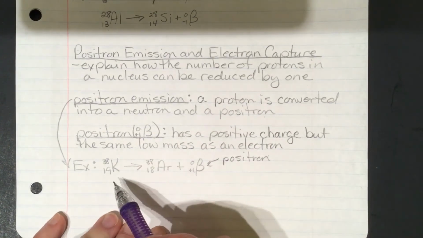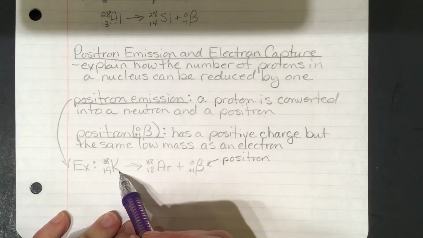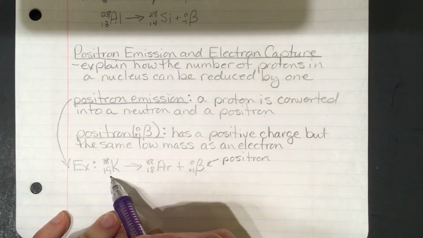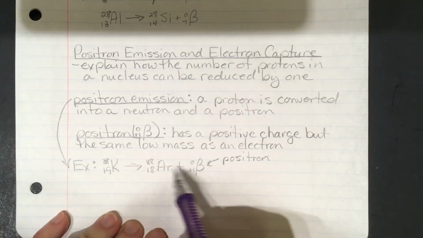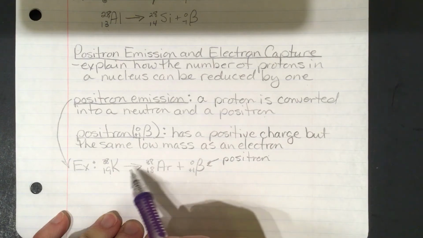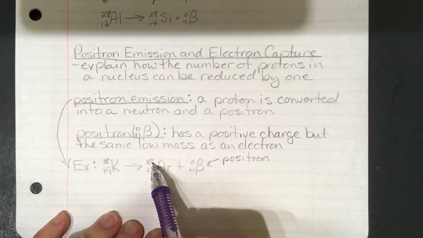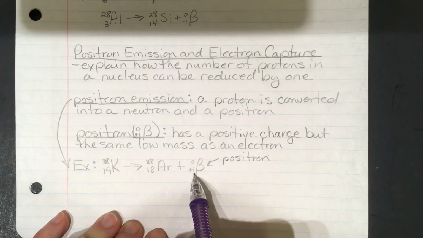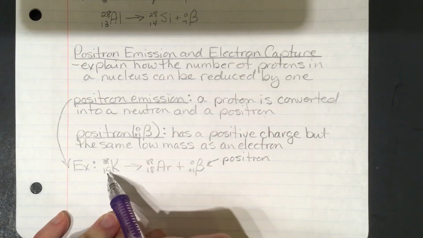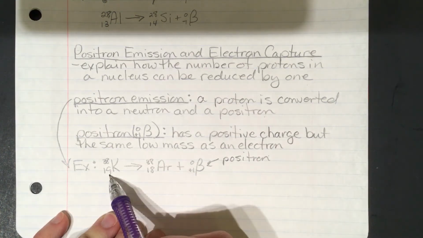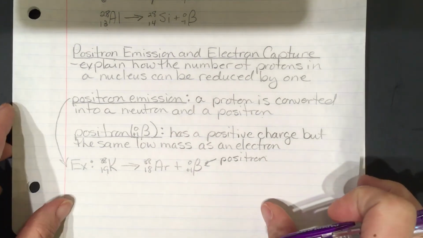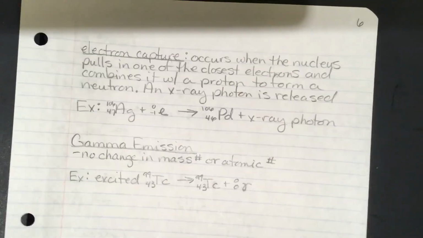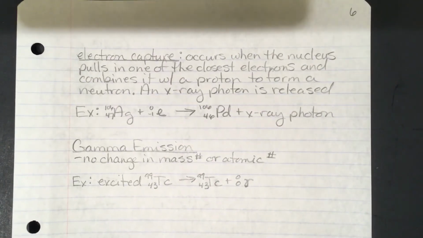So an example of this would be potassium-38. With positron emission it becomes argon-38. So the mass is the same. Over here, +1 charge, so 18 plus 1 equals 19 here. So that's an example of positron emission. I'll give you a few seconds to write this down.